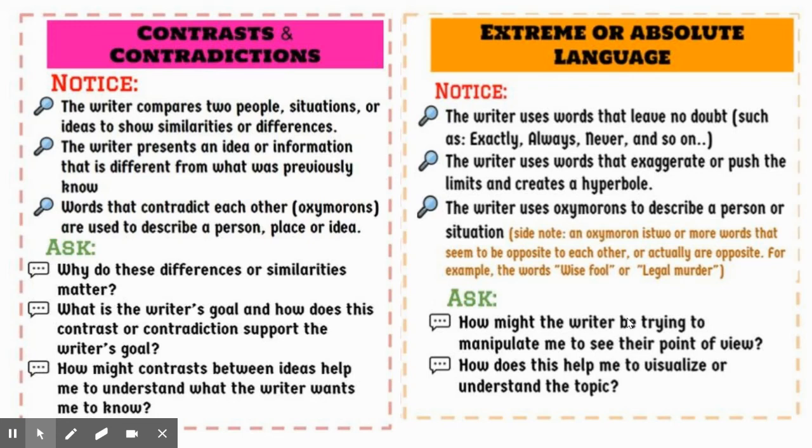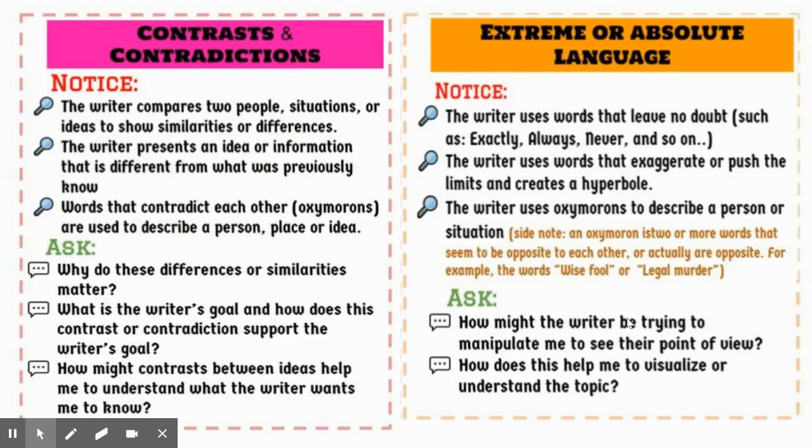Or the writer, again, uses those oxymorons to describe a person or situation. And again, I put a little side note on this one to remind you that an oxymoron is two or more words that seem to be opposite to each other or actually are opposite. For example, words like wise fool or legal murder. Like, we all know that murder is wrong, so there's no way that there could be a legal murder, right? But what about protecting yourself? Things like that. It happens, right? Not a good idea, but it does happen.